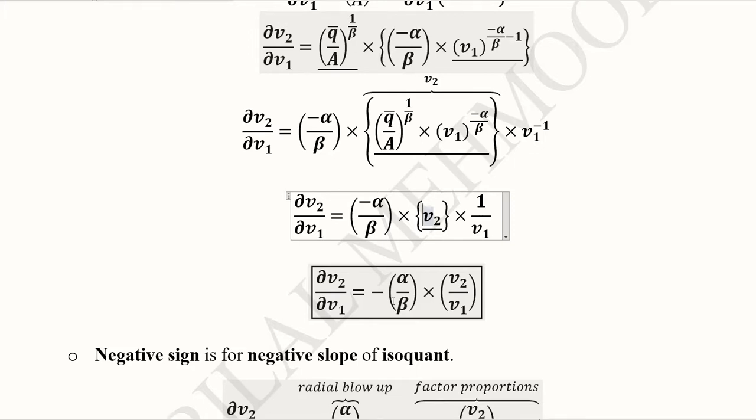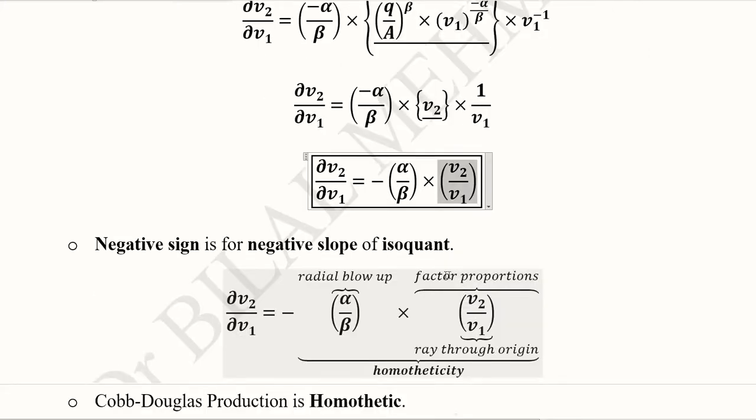Now it has its meaning, because it has a negative sign. It shows that there is a negative slope of an isoquant. It has this coefficient, and this is the ratio of the factors, that is factor proportions. Factor proportions is here, that is V2 over V1, and the negative sign is already explained. But this term, that is the coefficient, which is constant in nature because alpha and beta both are constants, is a kind of thing which is increasing or decreasing as a coefficient, this value.